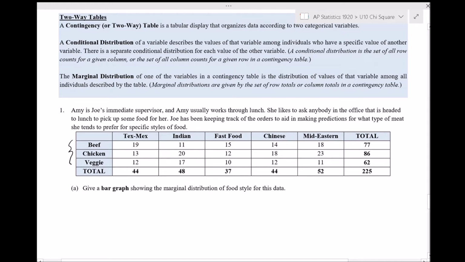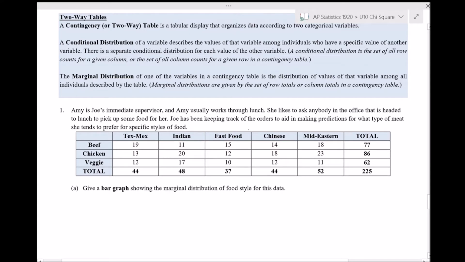So we'll go ahead and read number one, get some context in here. Amy's Joe's immediate supervisor, and Amy usually works through lunch. She likes to ask anybody in the office that is headed to lunch to pick up some food for her. Joe has been keeping track of the orders to aid in making predictions for what type of meat she tends to prefer for specific styles of food. So this type of data is being tracked by somebody who's thinking, well, she wants Chinese today. So what should I order for her? Should I get her a chicken plate? Should I get her something with beef in it? Should I get her a vegetable plate? That sort of thing.